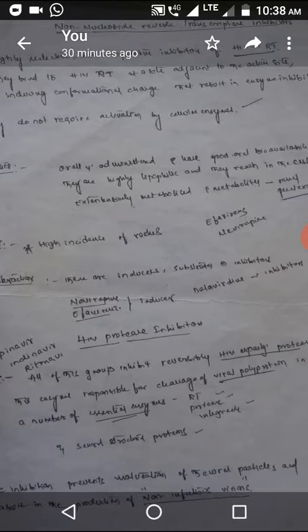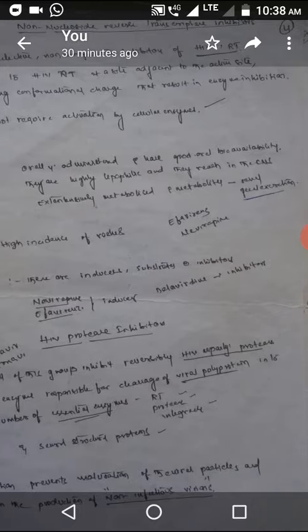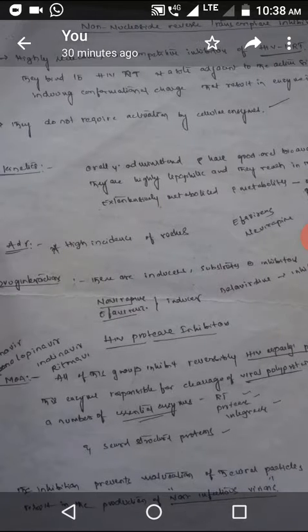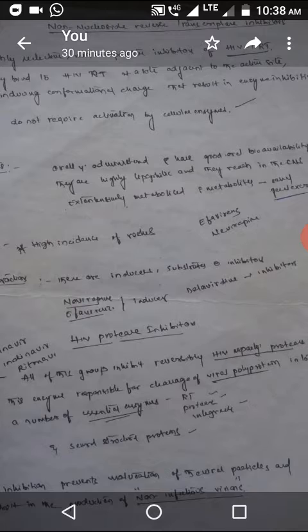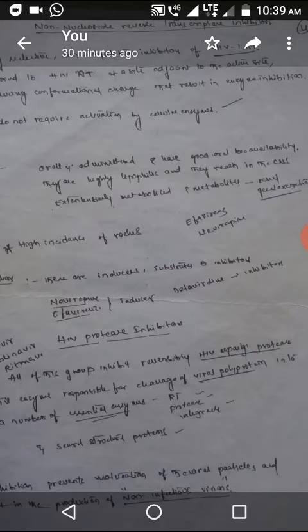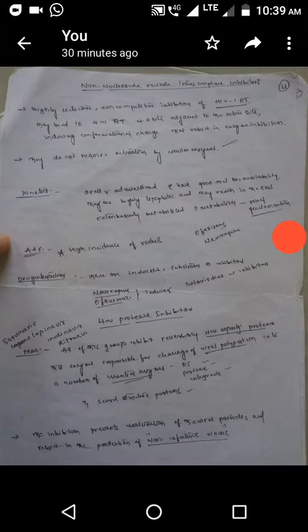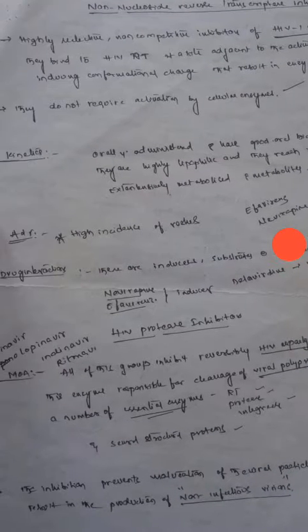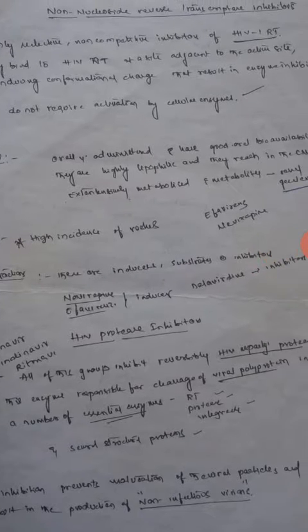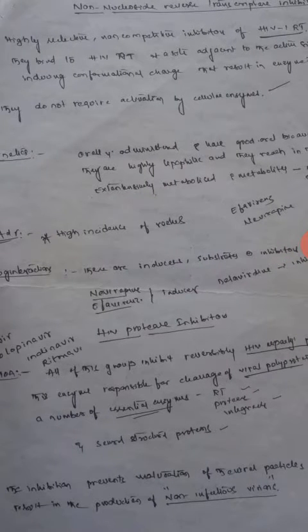This enzyme is responsible for the cleavage of viral polyprotein into a number of essential enzymes and structural proteins. Essential enzymes means reverse transcriptase, protease, integrase, and several structural proteins, for example glycoprotein, nucleocapsid, and matrix proteins. These are required for the maturation of the virion. So inhibition of this enzyme prevents the maturation of the virus particle and results in the production of a non-infectious virion.